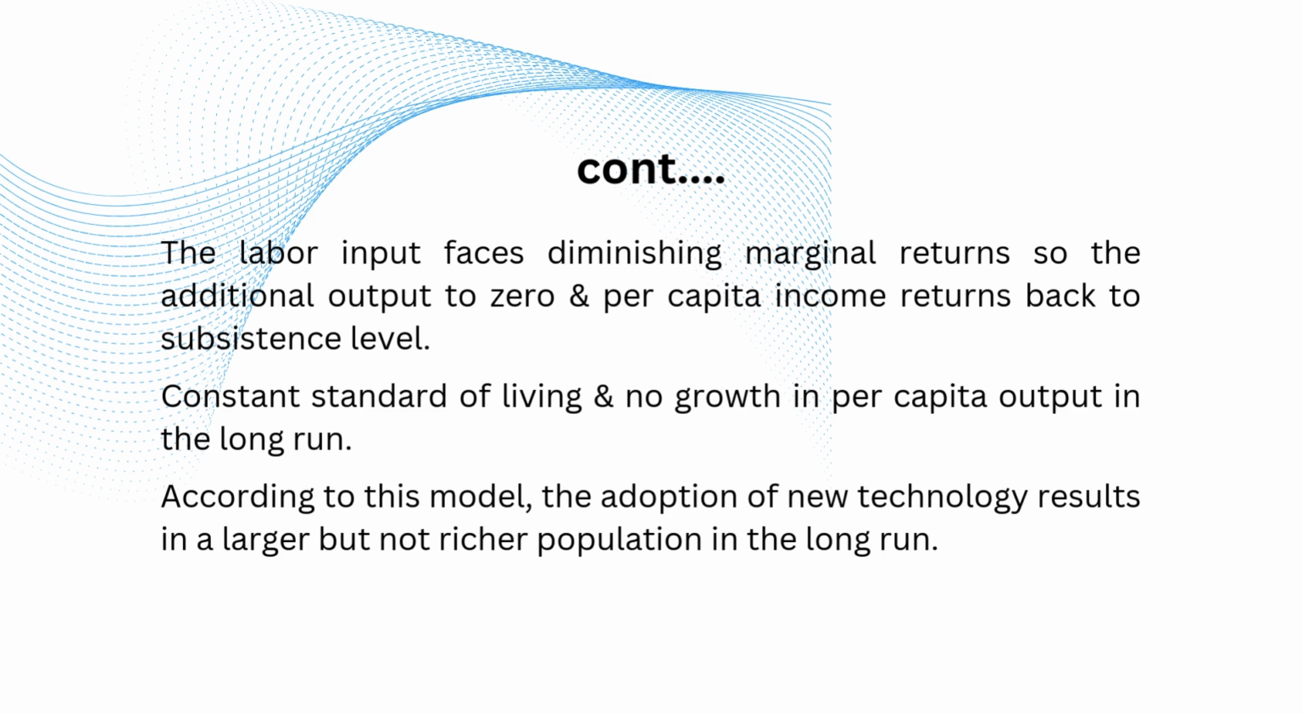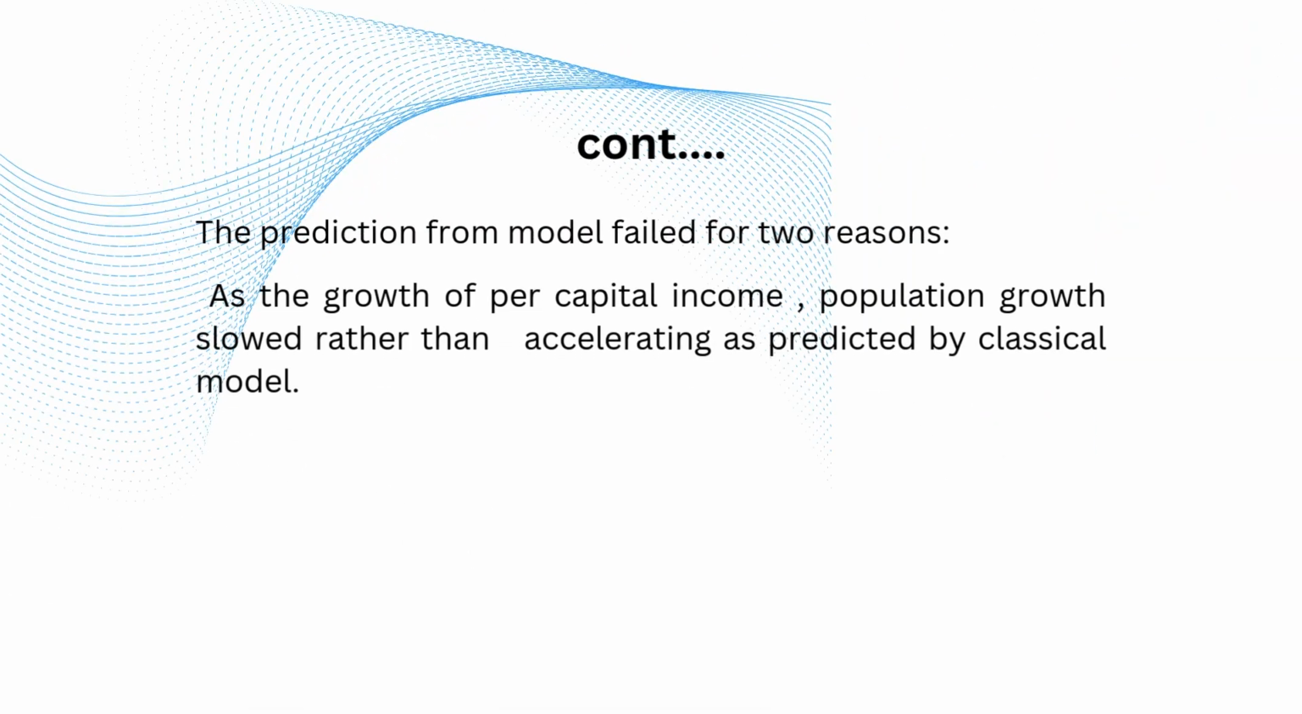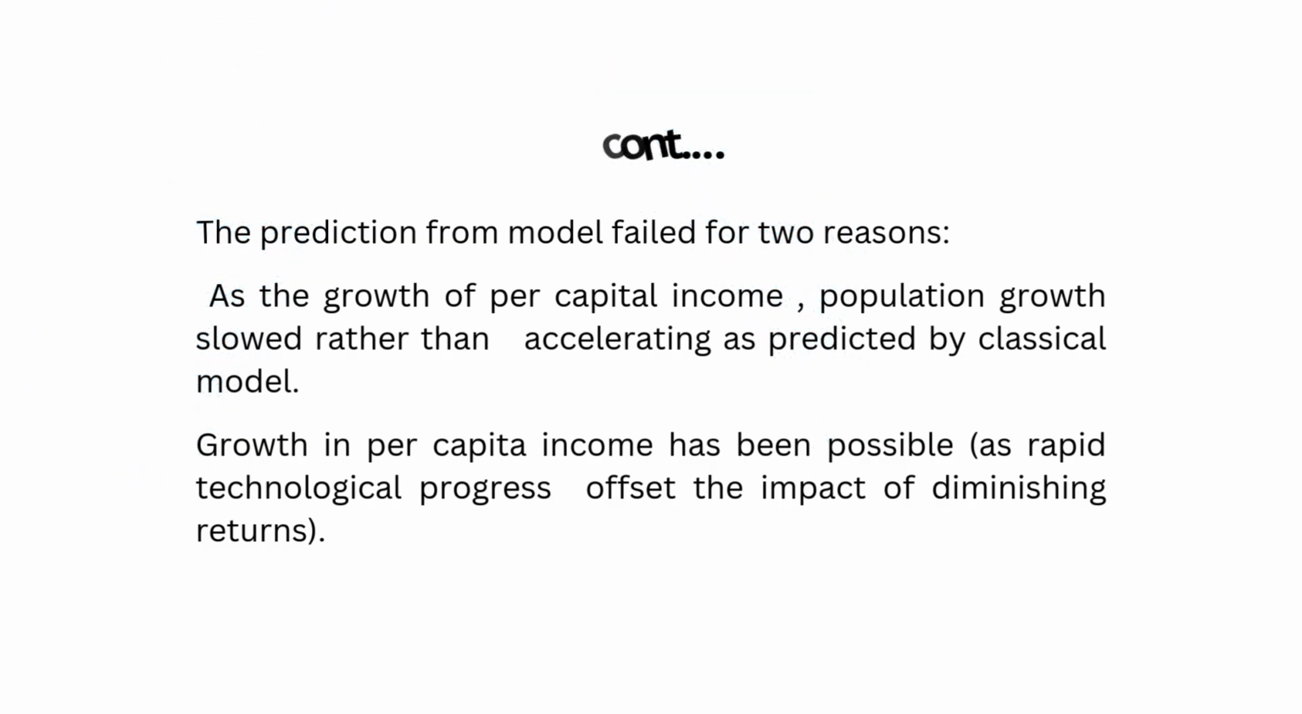According to this model, the adoption of new technology results in a larger but not richer population in the long run. The prediction from the model failed for two reasons. One is the growth of per capita income. First, population growth slowed rather than accelerating as predicted by the classical model. Second, growth in per capita income has been possible, as rapid technological progress offset the impact of diminishing returns.